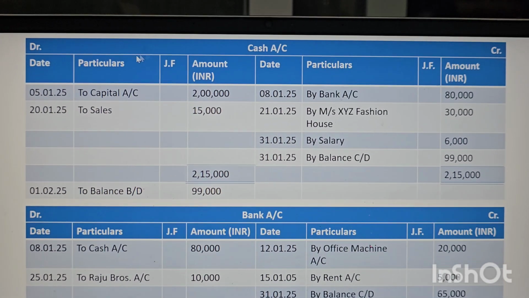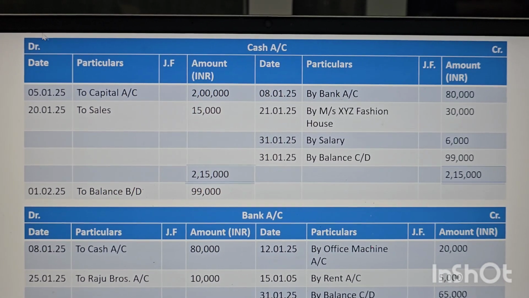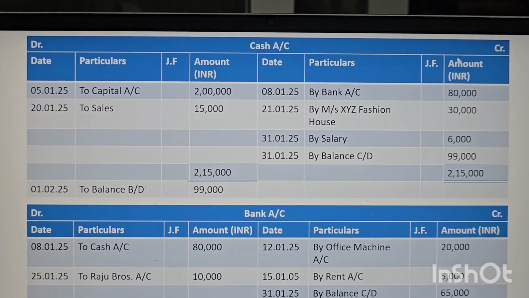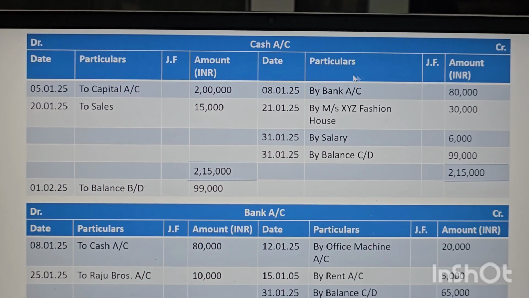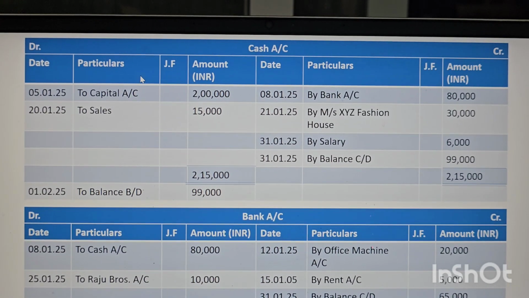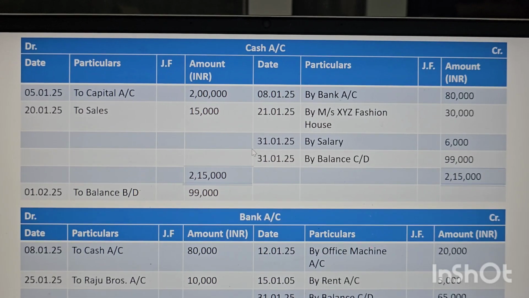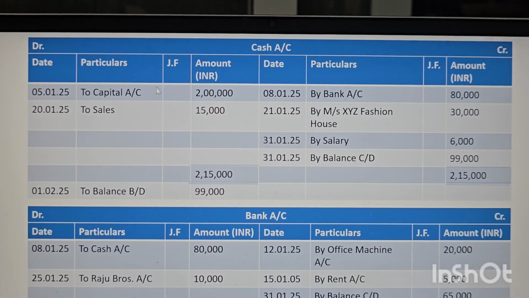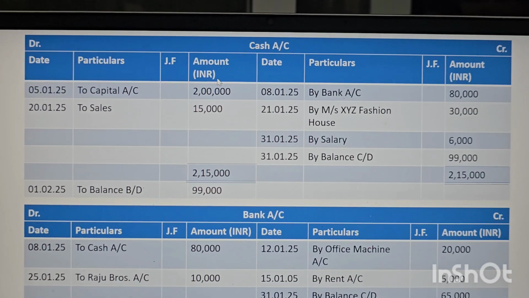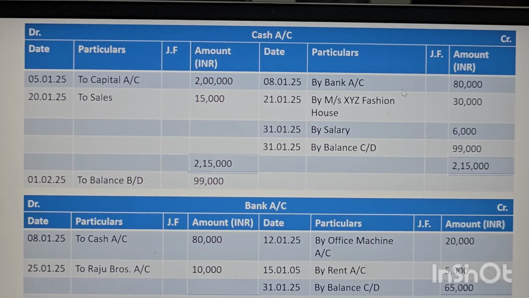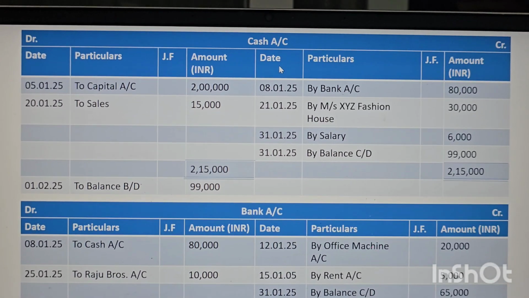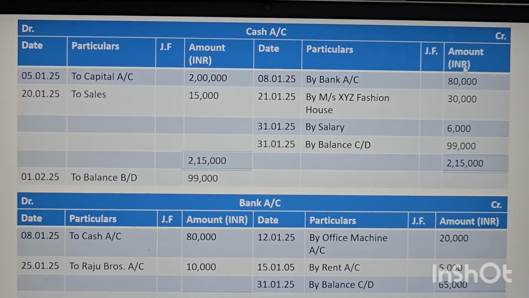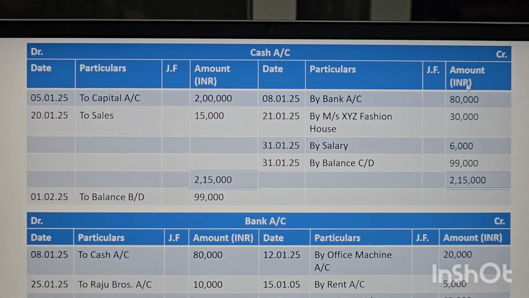On the left hand side is the debit side of the account, and on the right hand side is the credit side of the account. And this is divided into two parts, as I mentioned, debit side and credit side. On the debit side, we have date, particulars, journal folio, and amount. Similarly, on the right hand side, the credit side, we have date, particulars, journal folio, and the amount.